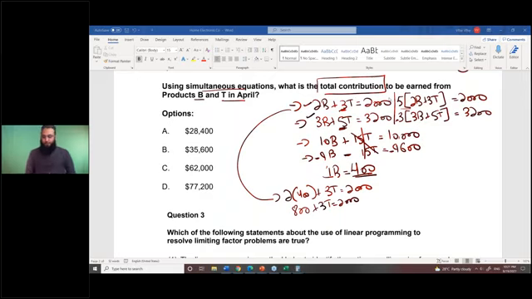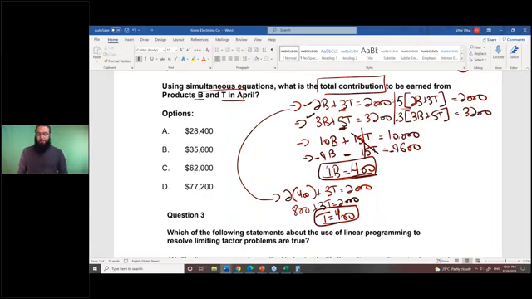$400. Perfect. So the answer is 400 again. So T is also 400. Simple question. This is a latest exam question, okay?